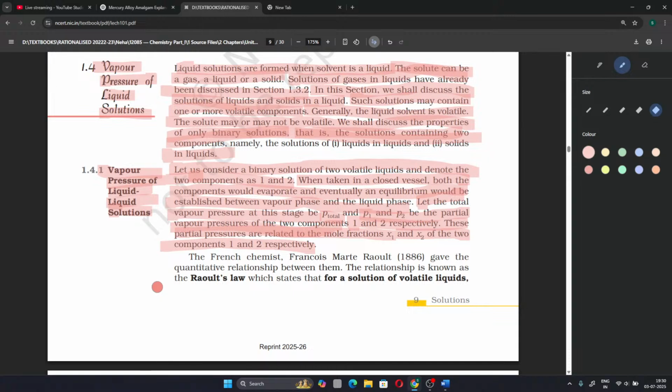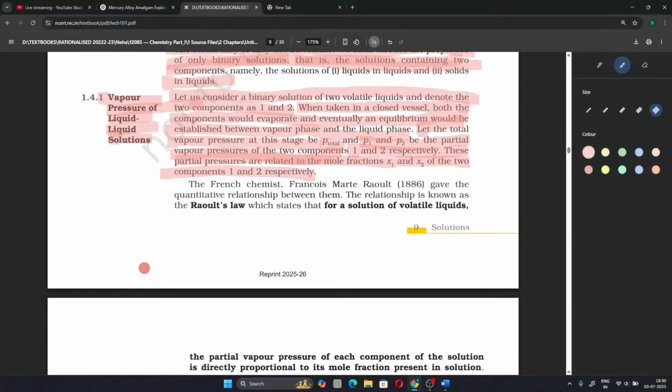And P1 and P2 be the partial pressures of the two components 1 and 2. We are not denoting partial pressures as mole fractions. Mole fraction is the amount of component 1 in the whole solution, and the amount of component 2 in the whole solution. That is the mole fraction. So basically they are saying the partial pressure shown by each of the components is related to the mole fraction of each of the components. That is the statement.